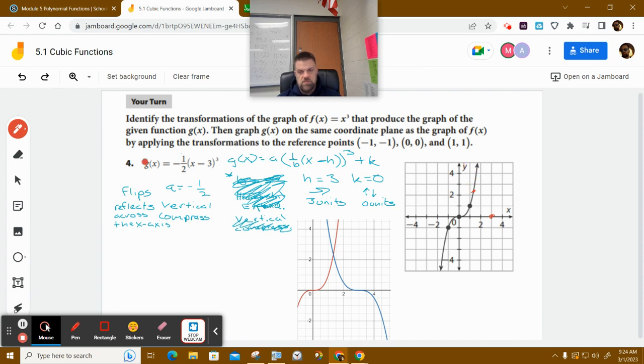So it kind of looks like that. And that's all I want. Well, what did it do? Well, we shifted 3 units to the right. And we shifted up or down 0 units.